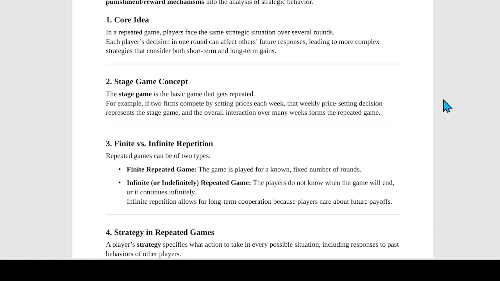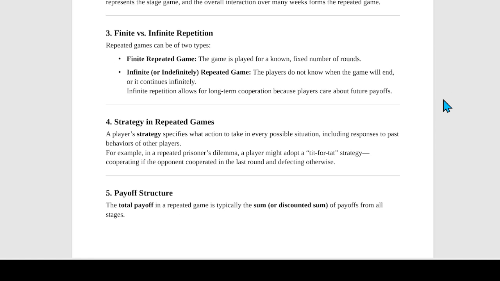And then we have types of repeated games. Alright, now what are types of repeated games? Finite repeated games and infinite repeated games. Now, finite repeated games में a fixed number of rounds are played. Alright, and is cooperation possible here? And let's just say it is hard to sustain cooperation, right?